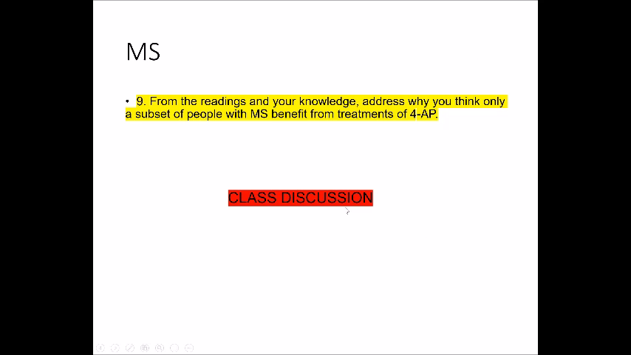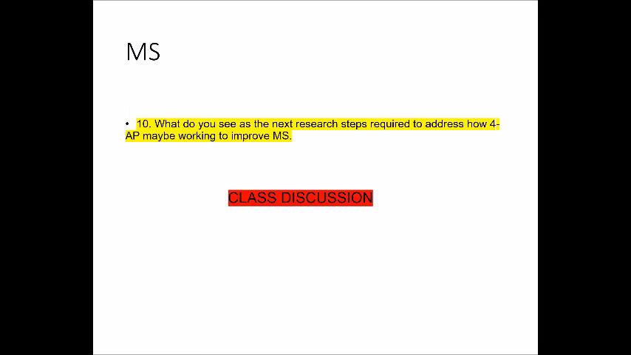Okay, so from your readings and knowledge, why would some people benefit from 4-aminopyridine where others don't benefit from 4-aminopyridine? Let's have that class discussion. What do you think? This is the point where we want input from the class. Also, what do you think the next steps might be in addressing how 4-aminopyridine works to improve MS? Another class discussion would be great at this point.